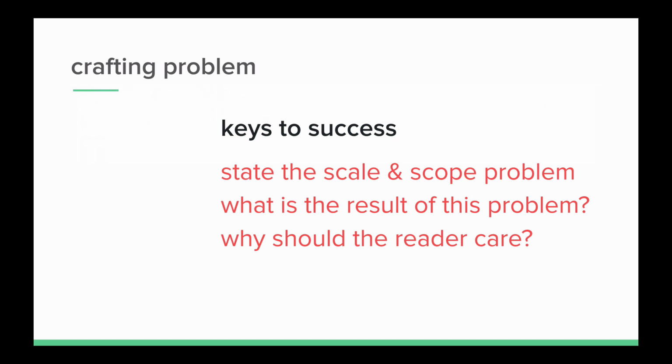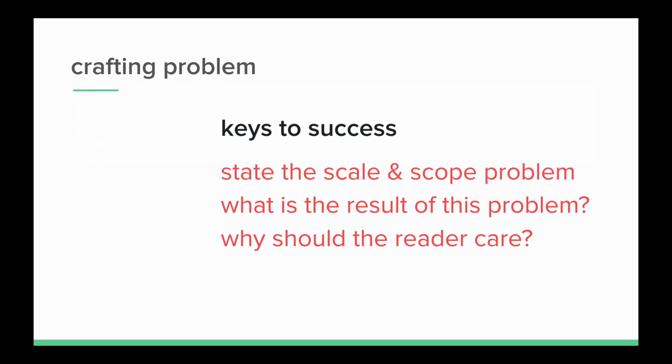So here are a few tips on how to write out the problem statement. Number one, state the scale and scope of the problem that you address. What is the problem that your organization is uniquely qualified to address? Is the problem local? Is it national? Is it international? And then talk about who is affected and for how long, right? So stating the scale and the scope of the problem is important.